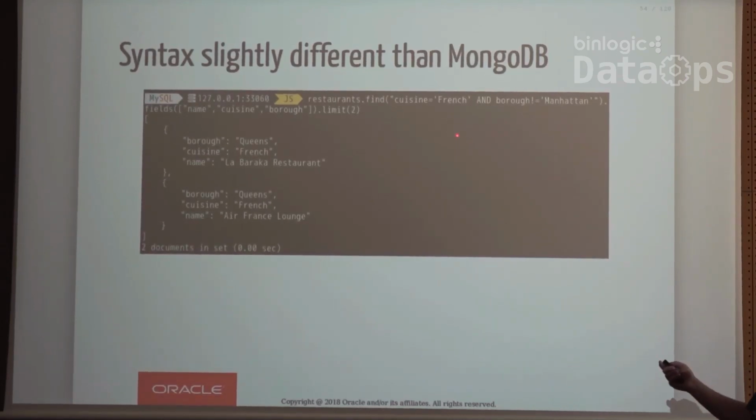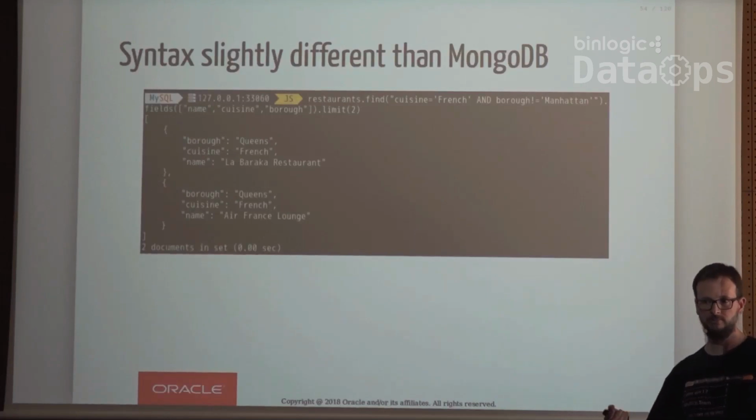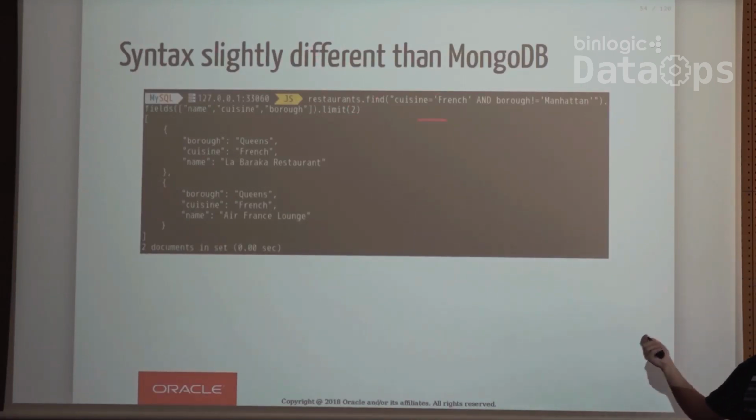Yeah, so here I want to have the French cuisine restaurants, but not in Manhattan. I want them to be not in Manhattan, and I want to show the name, the cuisine, and borough. So these are the elements I want to retrieve, and I want to limit to 2. And this is the result. So for people that don't know MongoDB, what do you think? Is it easy to understand what I'm trying to achieve here, or is it complicated?